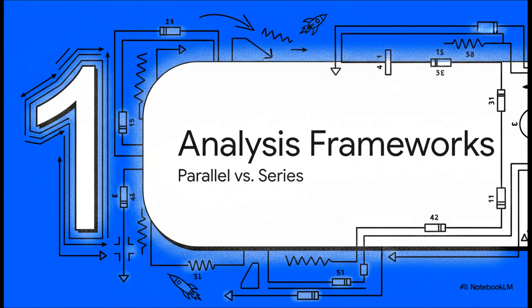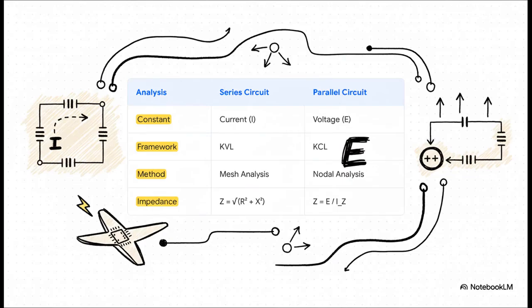Now, analyzing parallel topologies demands a fundamental shift in our mathematical framework, moving away from the conventions used for series circuits. Remember, in series circuits, current is the constant, which is why we use Kirchhoff's voltage law and mesh analysis. For parallel networks, everything changes. Voltage becomes the constant parameter. This requires us to apply Kirchhoff's current law and nodal analysis so we can accurately map the vector sum of all the branch currents at common nodes.